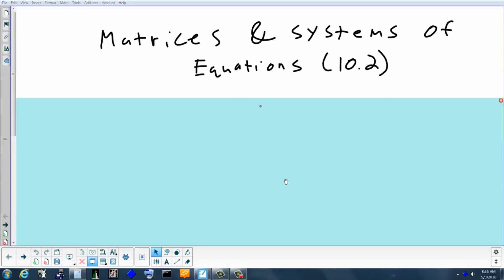Okay, so our last section for this week is 10.2. This is also going to finish chapter 10, so we're going to be done with systems. And today I'm going to show you a different way to solve systems using a matrix.